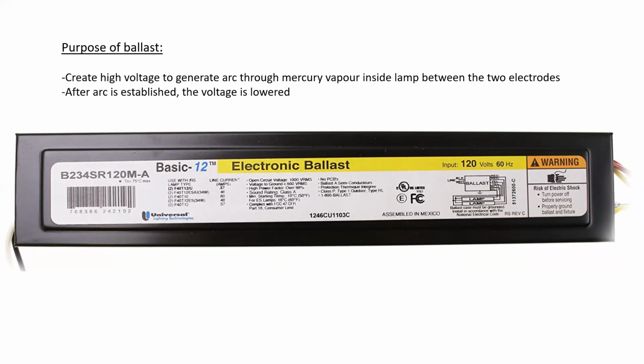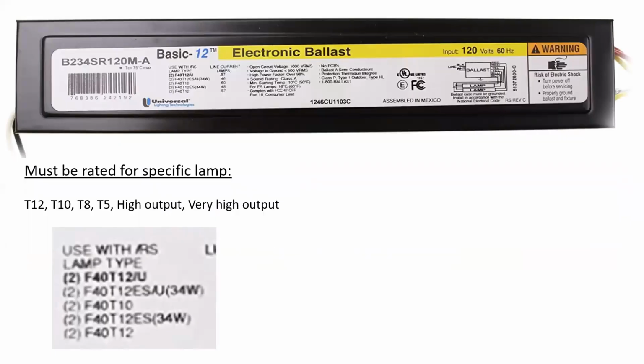By lowering the voltage, it keeps the current down. So it has a two-stage process. It starts very high, and then it drops low to ensure that the current value does not peak beyond what it's designed for. The ballast must be rated for the specific type of lamp utilized, and in this particular one, it looks like it's a T12 ballast.